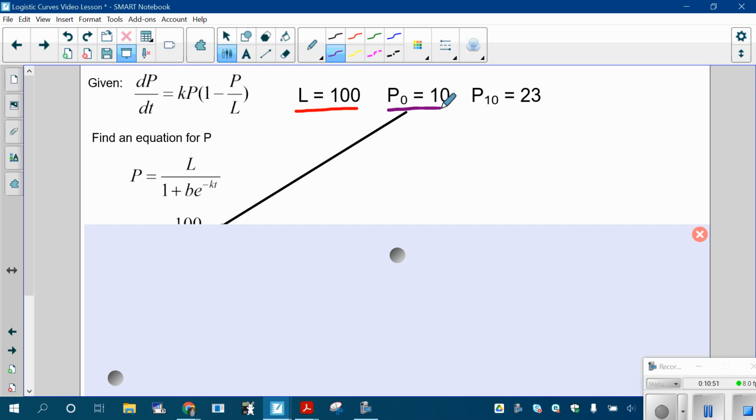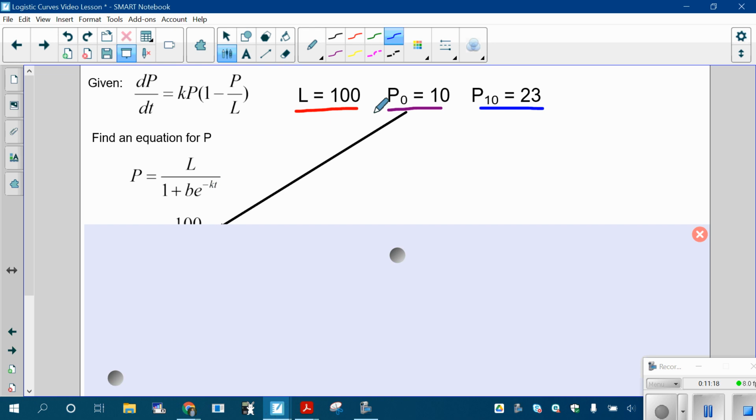They tell me there were initially 10 bears. At time 0, the population was 10. And they tell me currently there's 23 bears. At time 10, because it was 10 years ago that they put in the bears, at time 10, there's 23 bears. These 2 points I'm going to stick in to solve for these 2 missing constants.